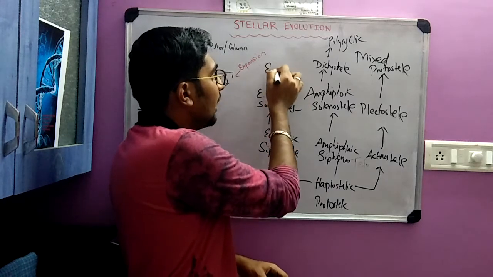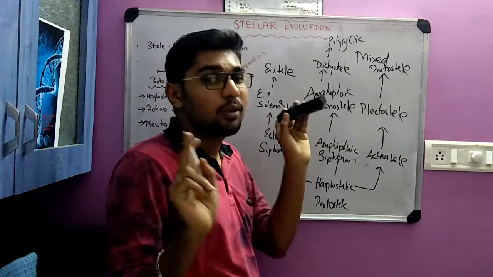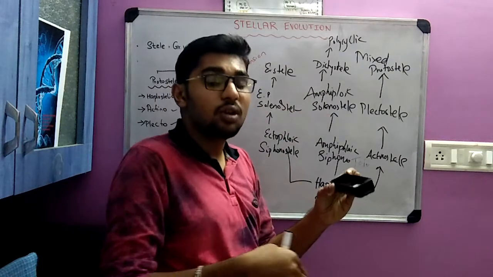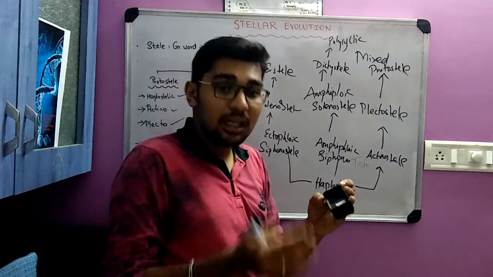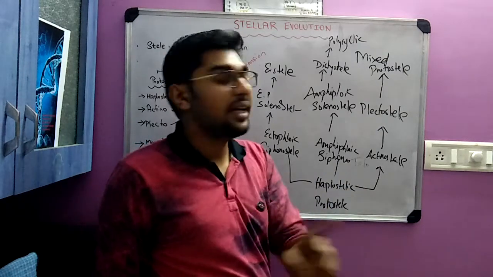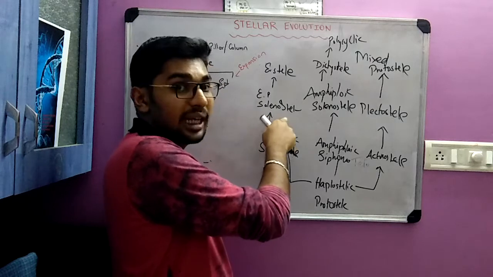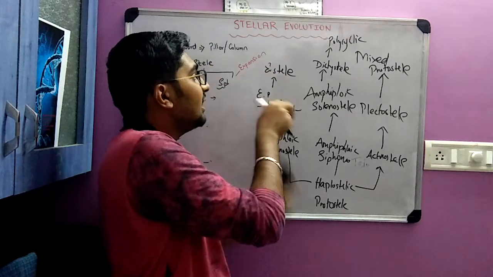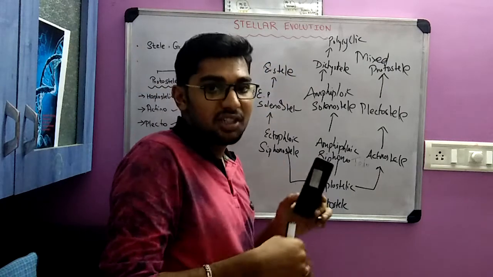Ectofloic solenostele gave rise to U-stele. U-stele, as I said, is found in dicotyledons, where they are arranged in a conjoint collateral manner. The leaf gaps are overlapping because of the parallel leaf traces. The vascular bundles are overlapping. Such a stelar condition is called the U-stelic condition. So ectofloic solenostele gave rise to U-stele, where the steles are arranged in a conjoint collateral manner, in a concentric manner.